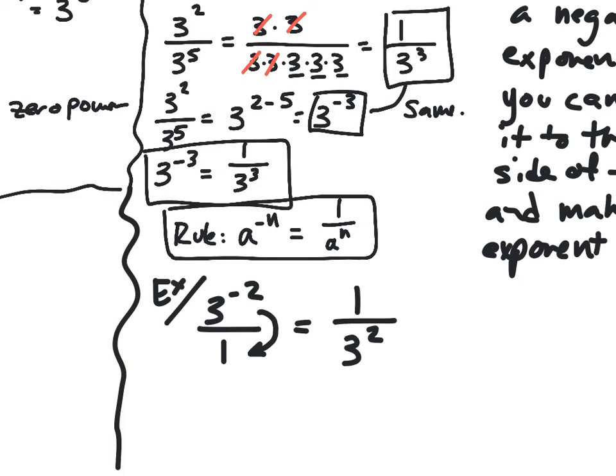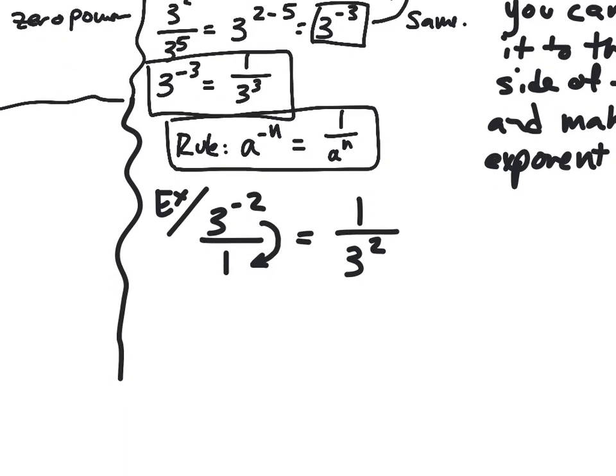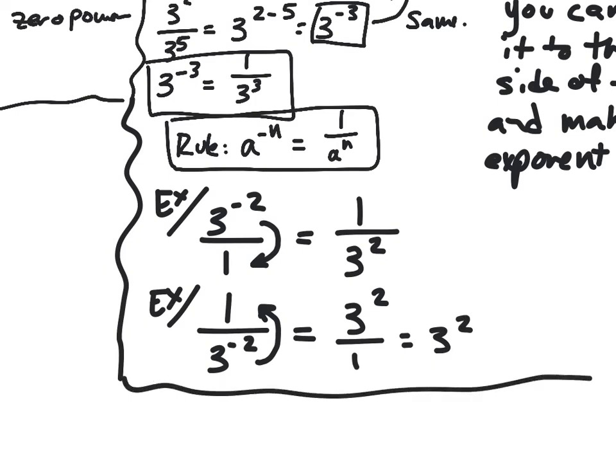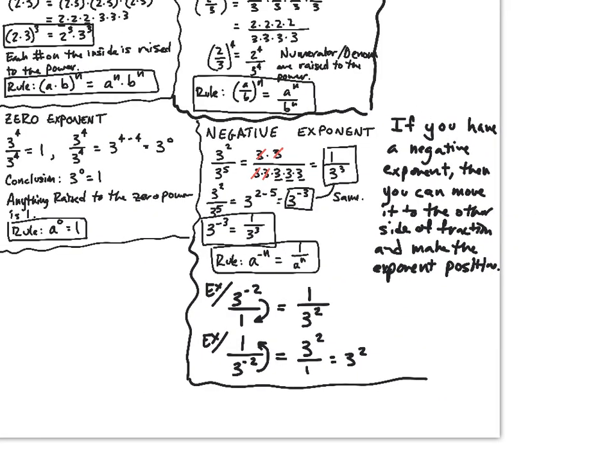Now, similarly, let's say I had another example where I had 1 over 3 to the negative 2. If I wanted to make that positive, I would move it to the other side of the fraction. I'd take it from the denominator and put it in the numerator, and that would give me 3 squared over 1. You don't really need to write it over 1, so this just ends up giving us 3 squared. It's an interesting set of rules, but they are important because you will encounter them.